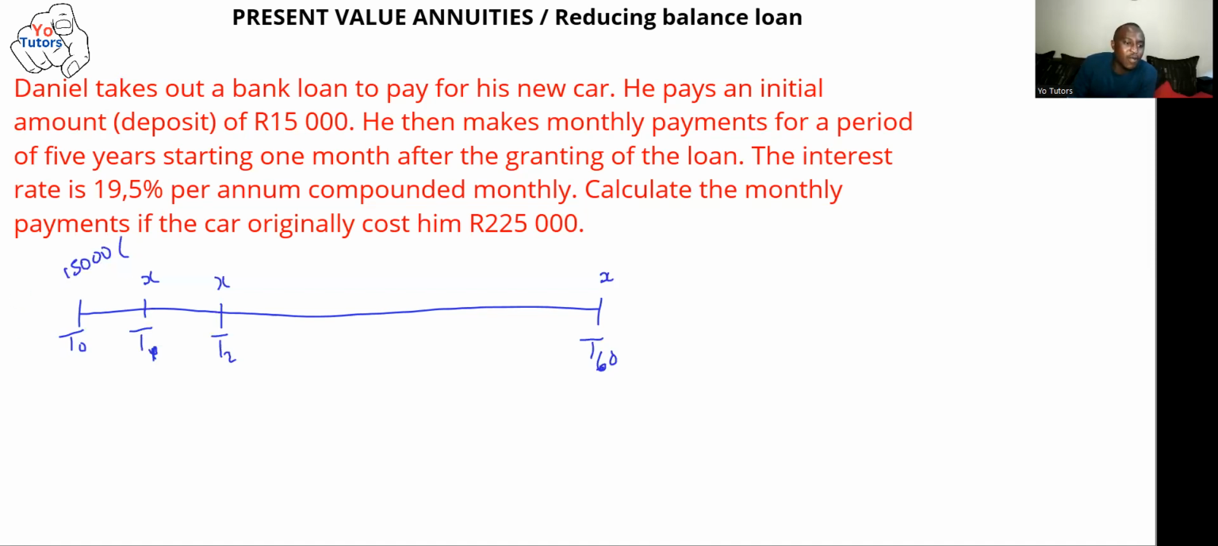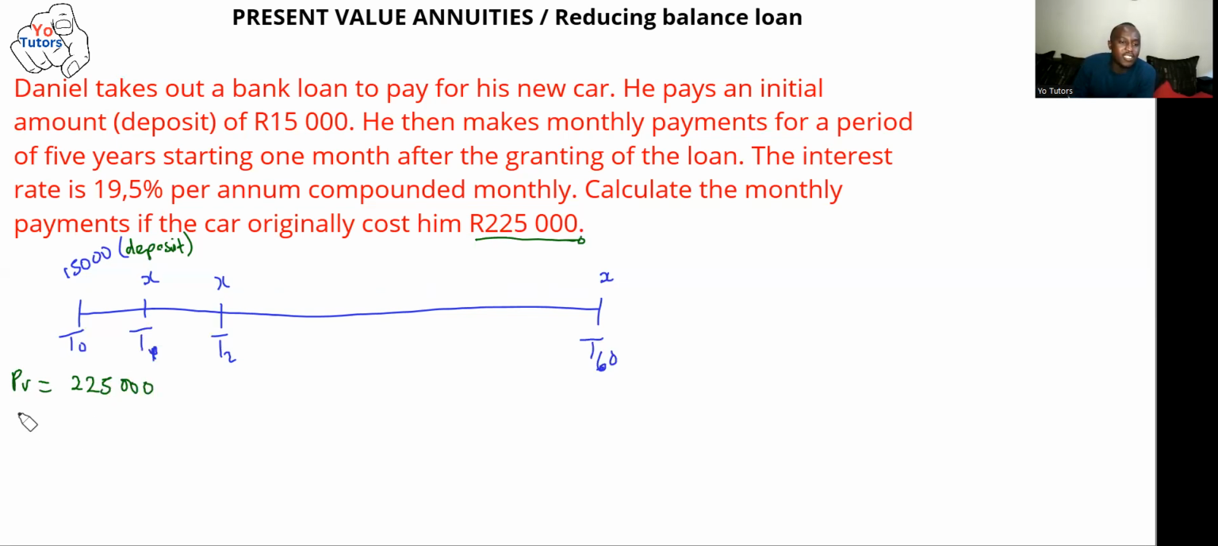And what do we call this one here? We call it the deposit. So if it is a deposit, we have to subtract it from the total, from the original value or the value of the loan. So we need to subtract it from the PV. So what we have in this case, we have got the PV, which is equal to 225,000.